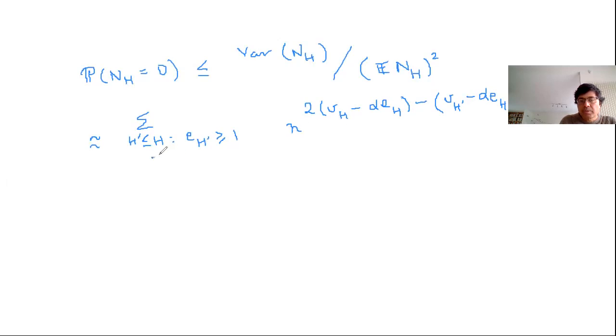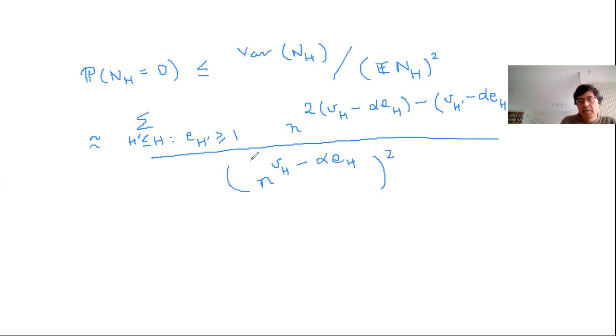Okay, so it was the sum, and now this whole thing is divided by the mean squared. The mean we calculated earlier was n^(VH - alpha EH). So it's the square of that. The square of this is just n^(2VH - 2 alpha EH). That cancels out the first term here.